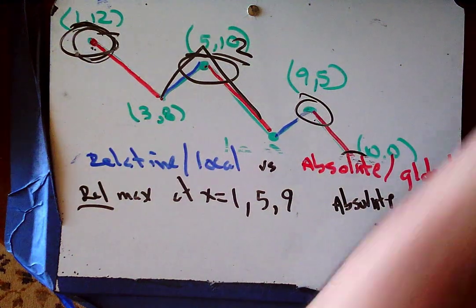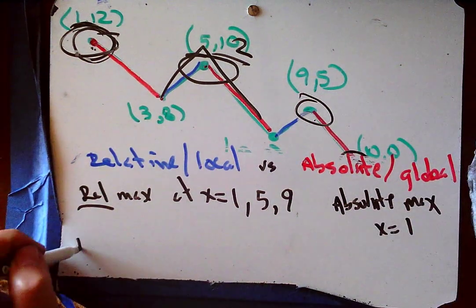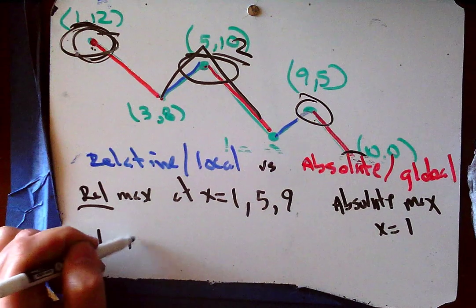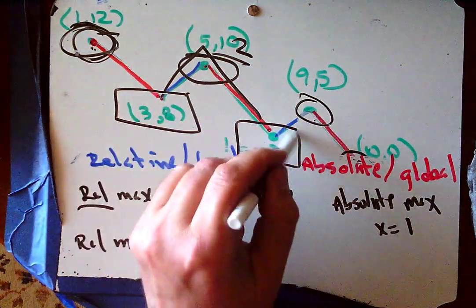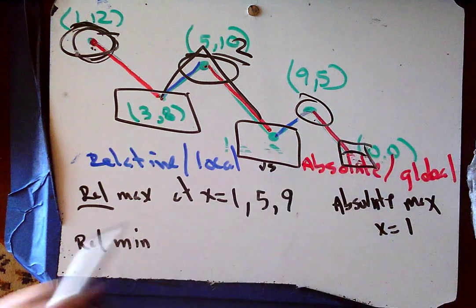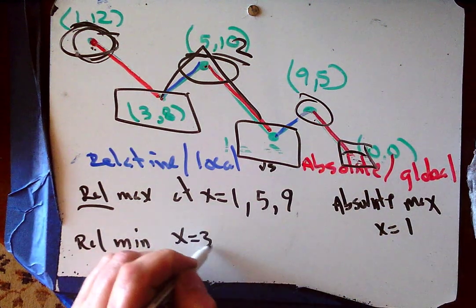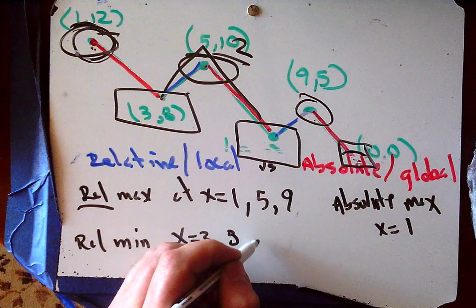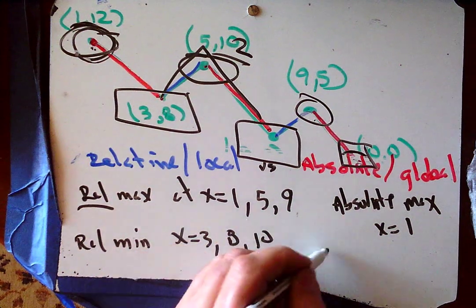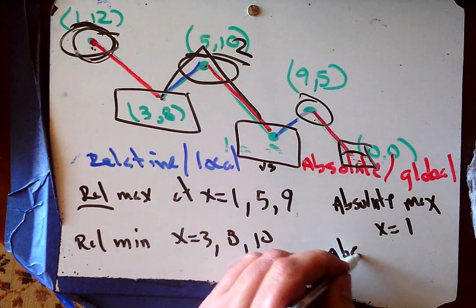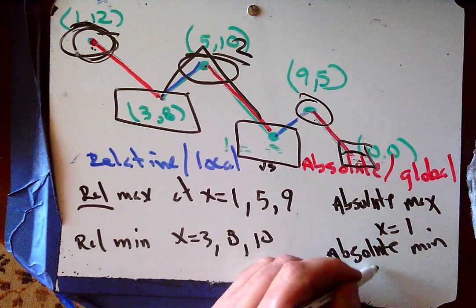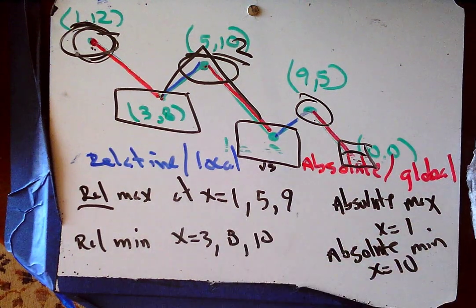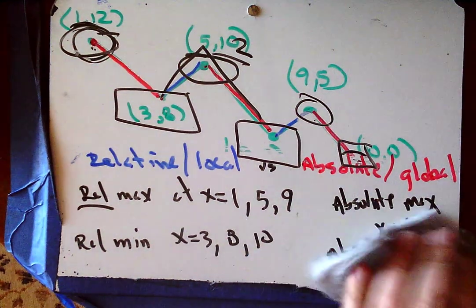Okay? We can do the same thing with relative min. I've got a relative min here, a relative min here, and a relative min here. So at x equals 3, 8, and 10. But my absolute min only occurs here at x equals 10. All right? Okay, so let's see if we can do this.